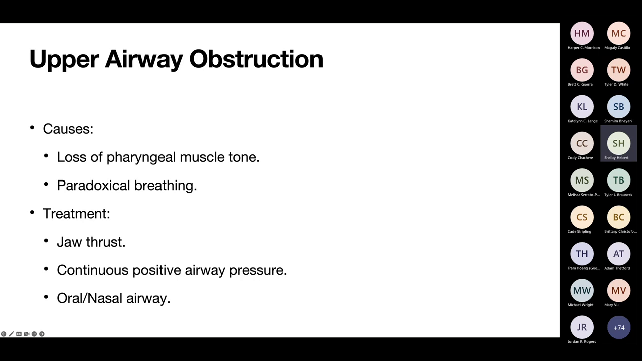So what physically results in that upper airway obstruction, and how can we address it? The biggest thing is just loss of muscle tone or extra tissue. So for some reason, they're over-sedated, maybe they've got too much redundant tissue there. They're not able to keep their tongue up out of the way.